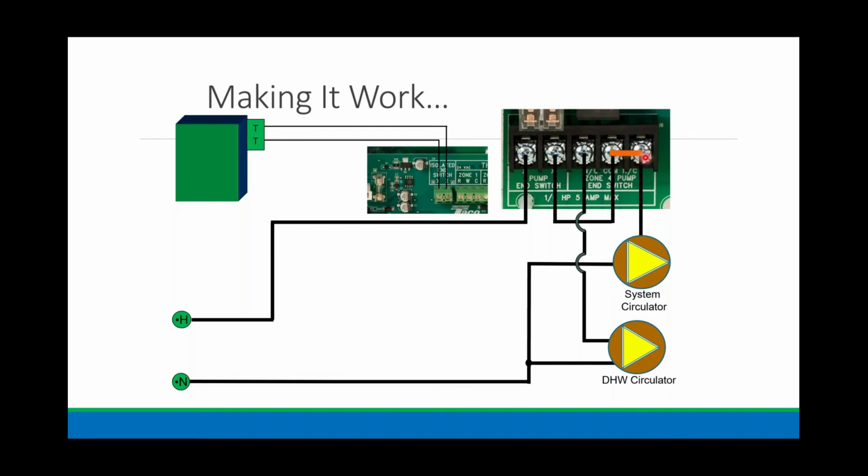So now power will come through to my system circulator, and I complete my circuit. If domestic calls, the normally closed switch here will now open, and the normally open switch will close. Remember, this switch will always close when there's a call for heat. So power will come in, go through the pump end switch, and then when it hits common, instead of going to the right to normally closed, it'll go to normally open because it closed, and will energize our domestic hot water.